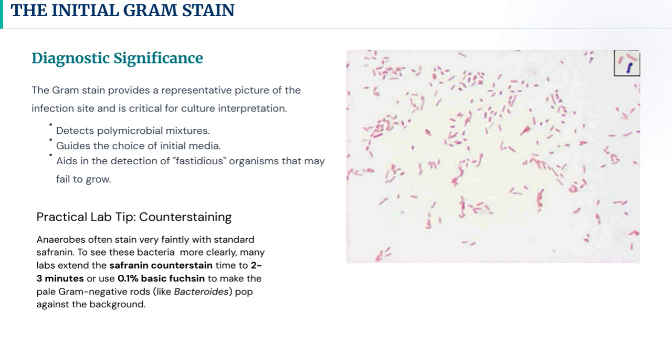The initial Gram stain is crucial. It helps detect fastidious organisms that might not grow, guides which media to use, and reveals if there's a mix of bacteria. It gives us a clear snapshot of the infection site, which is key for interpreting cultures.